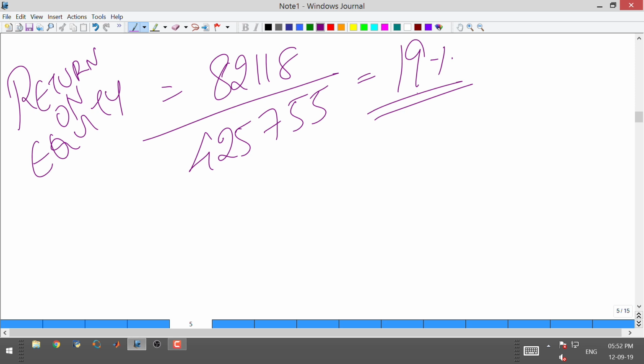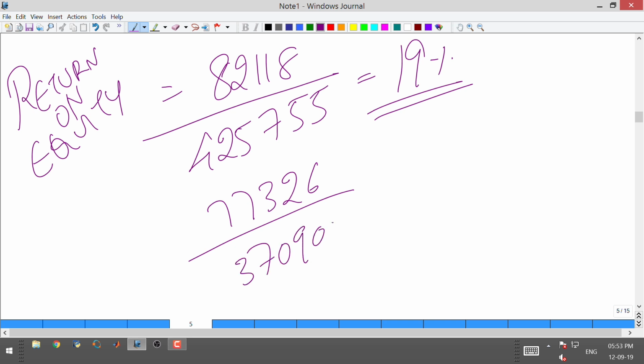I can even do it for the previous year also, 2016. If I look at 2016, what is my return? My return for 2016 is about 77,326, and then what is my capital? My capital in this particular case is about 317,905. That is roughly 20.84%.